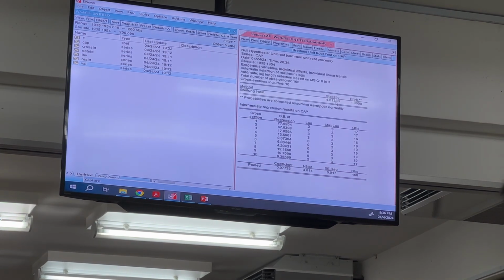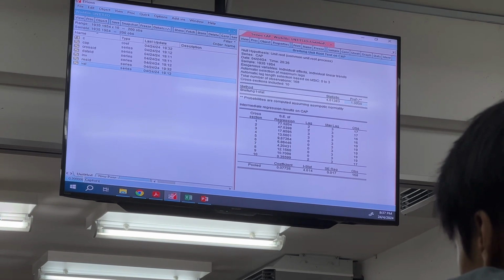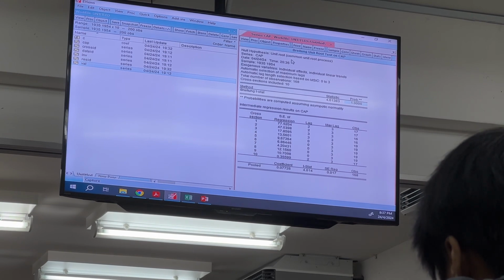So the test statistic is insignificant. The result here gives me the residual sum of squares and the standard error of the regression. So 4.6 is not significant, so we do not reject. Based on the breakdown, my investment, or now it's VAL, my VAL series is non-stationary.